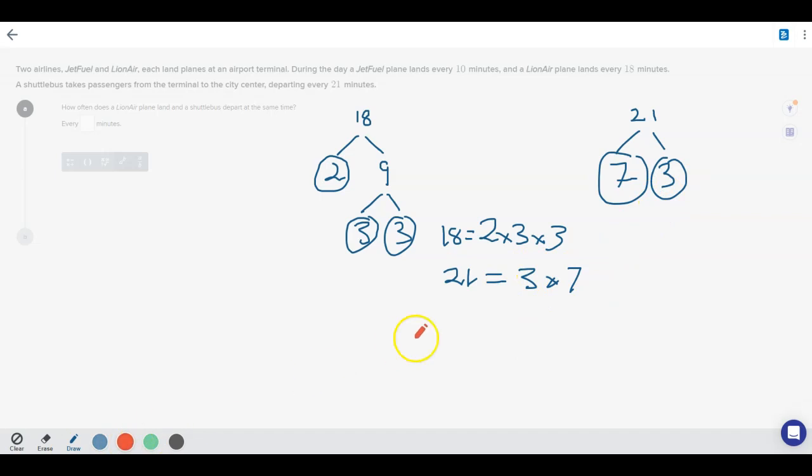Let me grab another color. What we're looking for, let's use 18 as our starting point. So the lowest common multiple is equal to 18, because that's the number we're going to use. And which ones are common? So we've got a 2 here, but no common 2 there. We've got a 3 common here, and a 3 left over, and a 7 left over. So if we're using 18, we want to know which prime numbers are not being used, and that is the 7. So 18 times 7 will give us an answer.